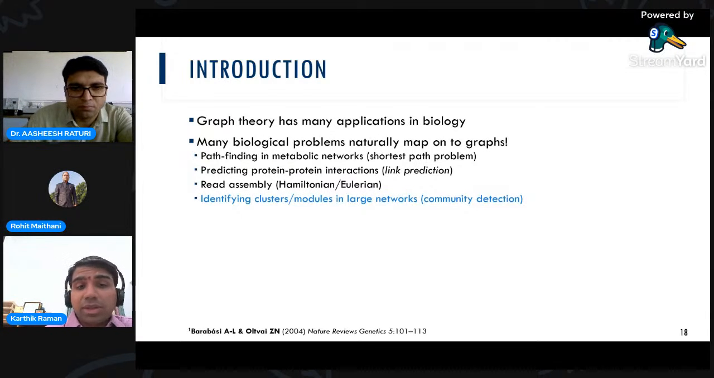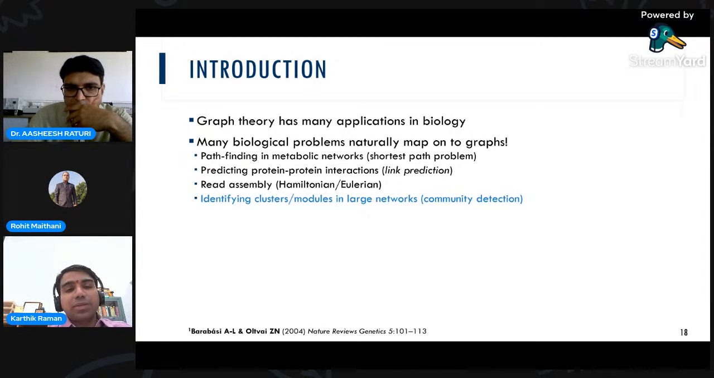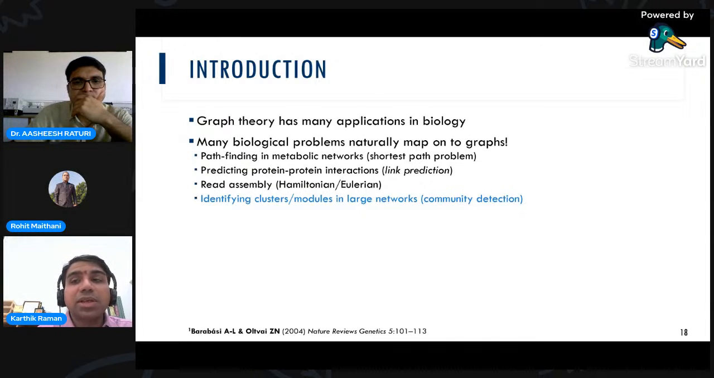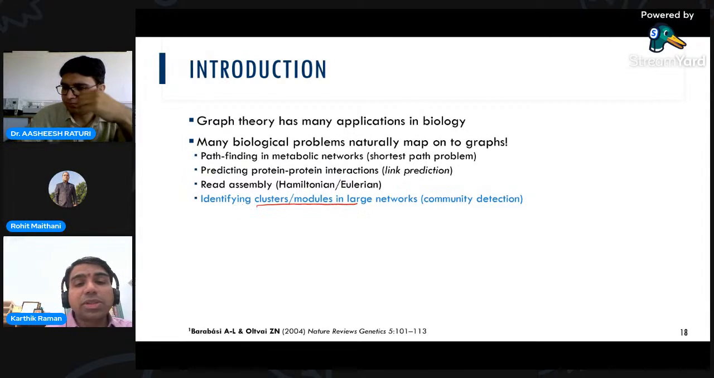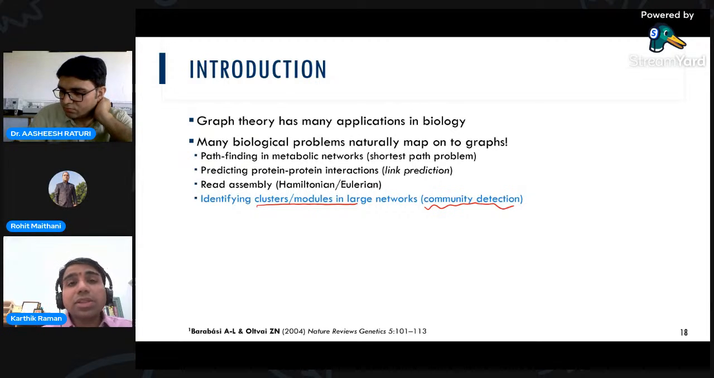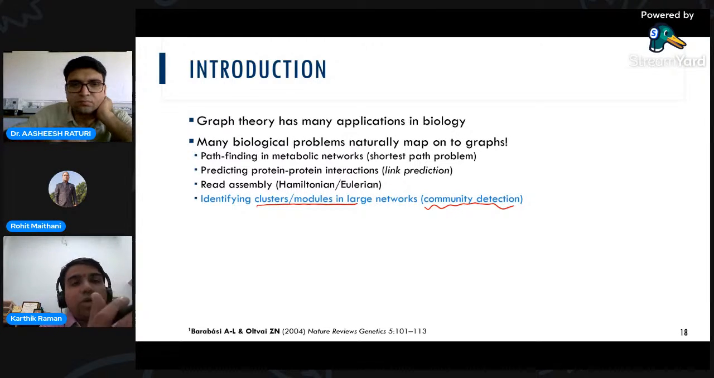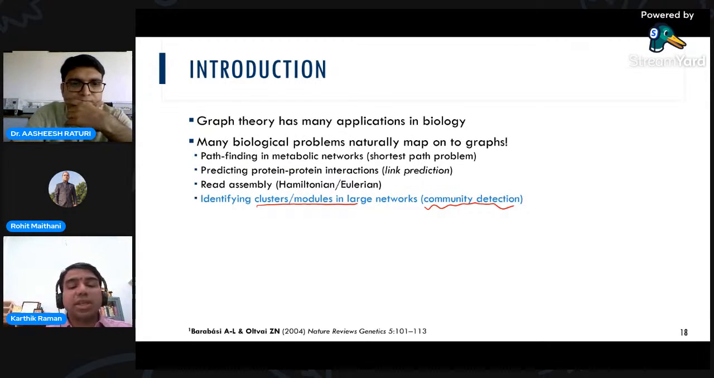And something as fundamental as read assembly of sequences from a next generation sequencing machine is not possible without graph theoretic algorithms. Of course, you don't need it for assembling against a reference, but if you have a new species that is being sequenced, or you want to rebuild your reference, you need to go in for graph theoretic algorithms. But today I'm going to talk to you about a few topics, starting with the identification of clusters or modules in large biological networks, which is also known as community detection. So how do you detect a community of people, or a community of nodes, or a community of related entities in a graph versus the other?